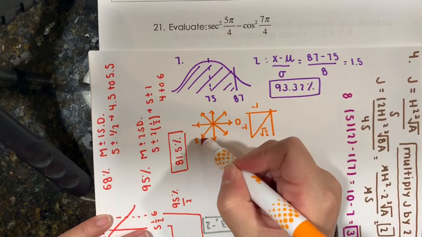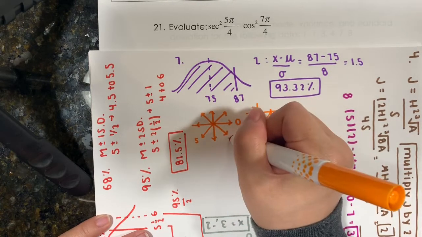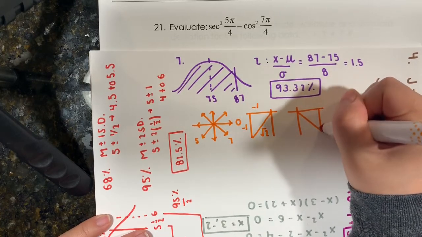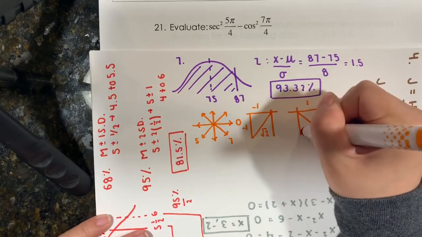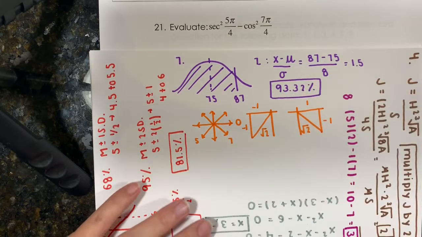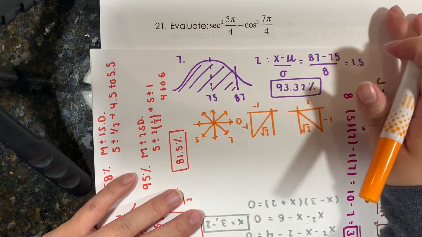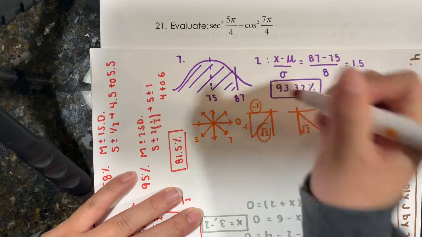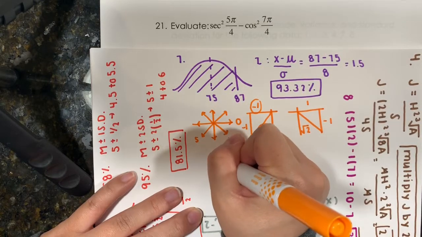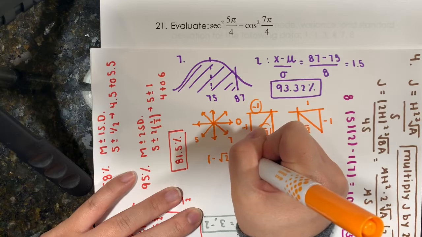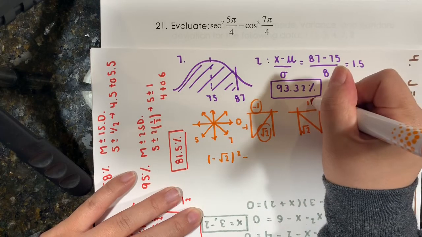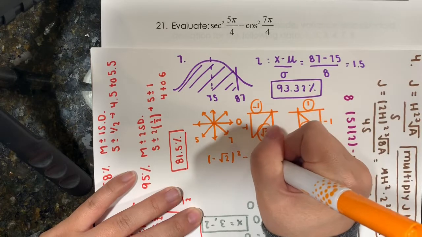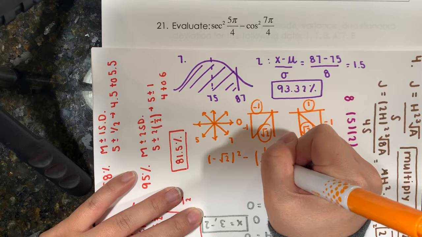Then for 7 pi, this would be 5, so this would be 6, and then this would be 7. That's a 45-degree triangle in quadrant 4. So that'd be +1, -1 root 2. Now evaluating. So secant is the ratio of hypotenuse over adjacent. So this would be hypotenuse over adjacent would be negative root 2, but then you have to square that, minus the cosine, which would be 1 over root 2, but we would have to square that as well.